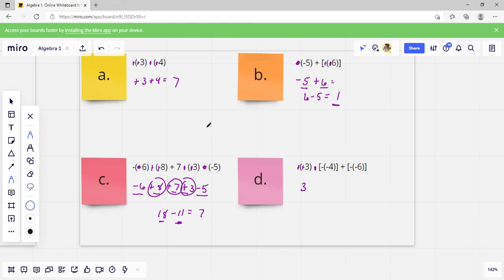Here we can cancel that one, and we're left with negative 4. Here we can cancel that one and that one, so that makes positive 6. So our positives are going to be 6 and 3, which makes 9, minus 4. Our answer is going to be 5. 9 minus 4 is 5.